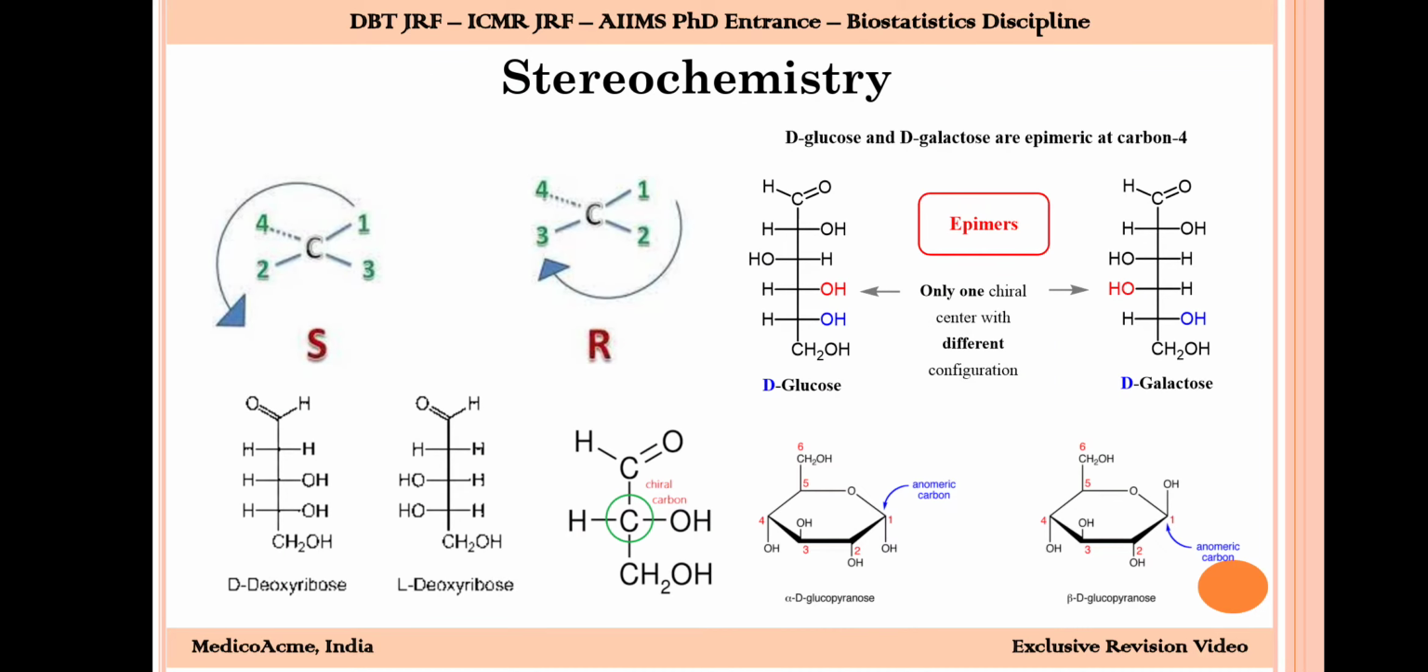So guys, stereochemistry, the S and R system. In the S system, the priority of the substituents decreases in the anticlockwise direction, and in the R system, in the clockwise direction. So this kind of thing is called the SR system. S and R molecules can be easily distinguished.